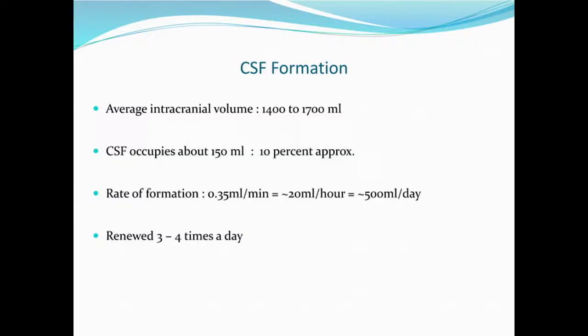The rate of formation is 0.3 ml per minute, that is 20 ml per hour, 500 ml a day. That is how much CSF is formed and resorbed, and a human can have 3 to 4 cycles per day of formation and absorption of CSF.